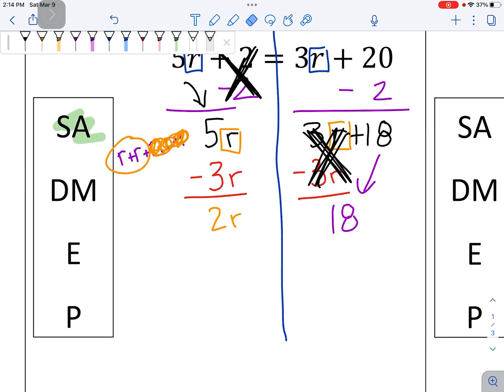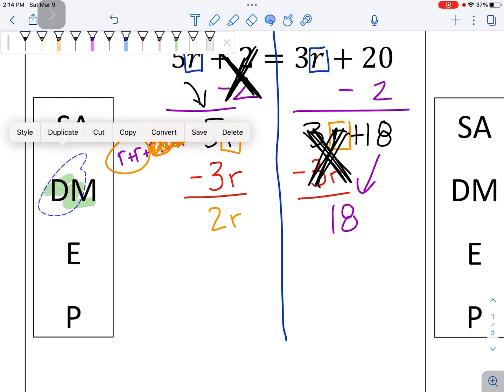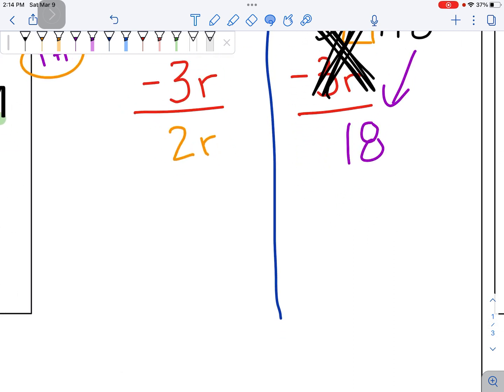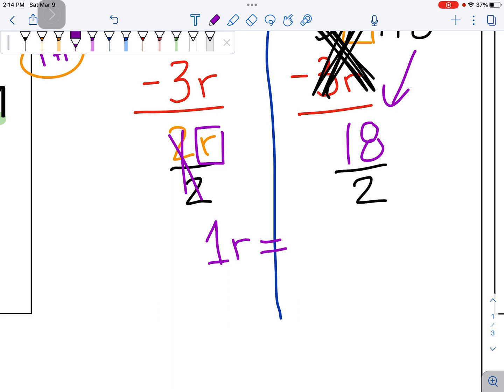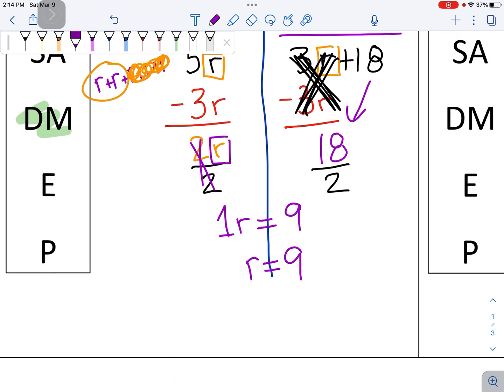Right. And I see that we go through PEMDAS backwards because there's no more addition and subtraction. And we have to undo the multiplication with division. So we'll divide both sides by 2. We'll split them in half. 2 divided by 2 is 1r. And on the other side, 18 divided by 2 is 9, which means r should equal 9.